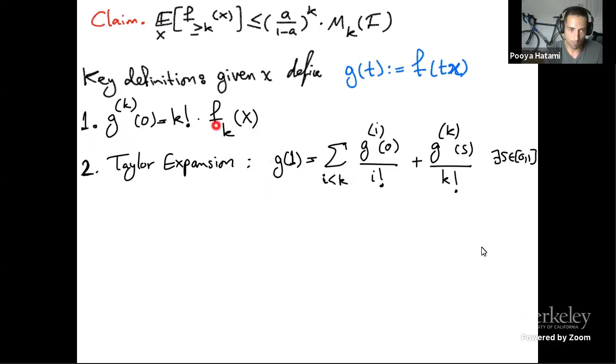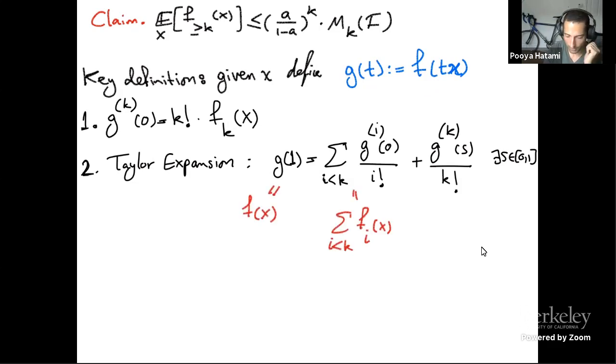And the main technical observation in this new paper is to use a Taylor's theorem approximation. And so we will write the Taylor expansion of g of 1. So we want to evaluate what g of 1 is in terms of its derivatives. And why do we care about g of 1? Because g of 1 is exactly f of x. So that's the function that we care about.